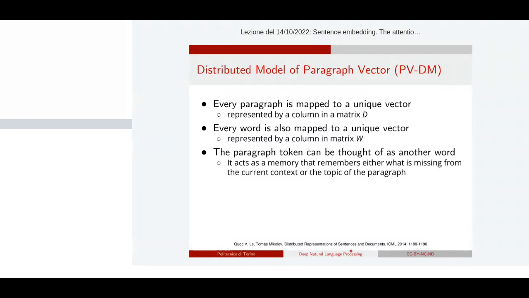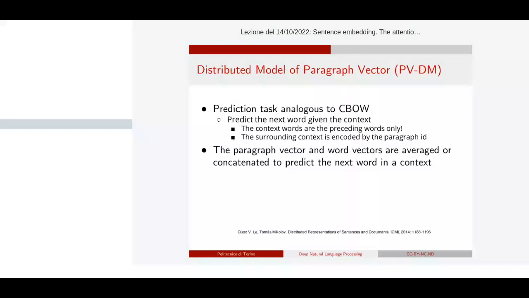Is it clear? Okay. So the prediction task is similar, not exactly analogous. So this term is maybe a little bit misleading. I will have to fix it, because the target is different. We want to predict not the center word, but the next word, without considering, as written here, the subsequent words. We consider only preceding words. And the surrounding context is encoded by a paragraph ID, which summarizes all the missing information within the paragraph.